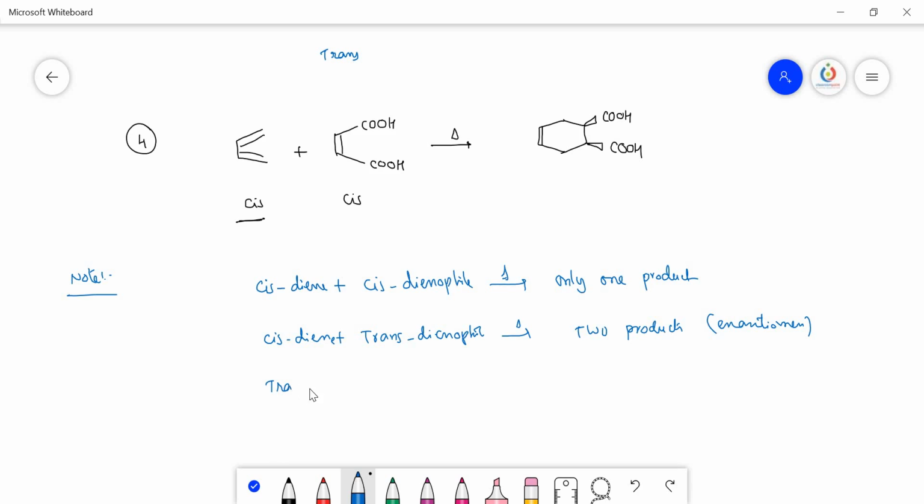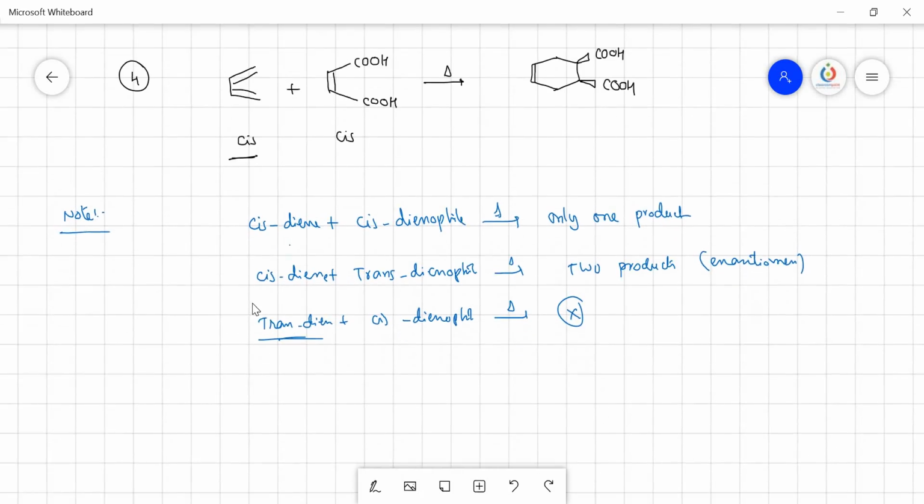And if you take trans diene and cis dienophile, heat it, no product. Because the diene must be cis, the dienophile may be cis or trans. If it is a cis, only one product. If it is a trans, two products we get. Let us see that example also.